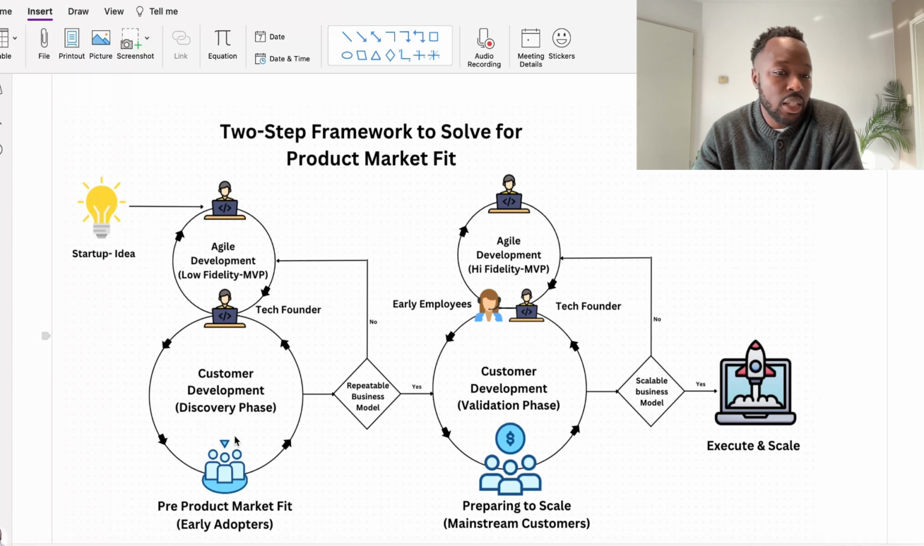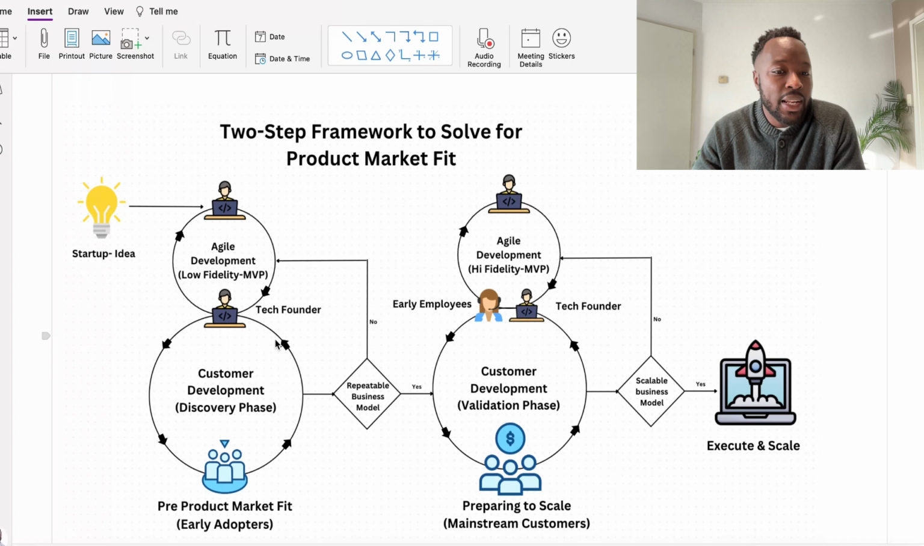So it's more like the discovery phase, where you're looking for customers, early adopters, who really do have this problem, and they're willing to pay a certain amount to solve the problem, and they're willing to use your shitty MVP, because a low fidelity MVP will not really attract the mainstream customers.